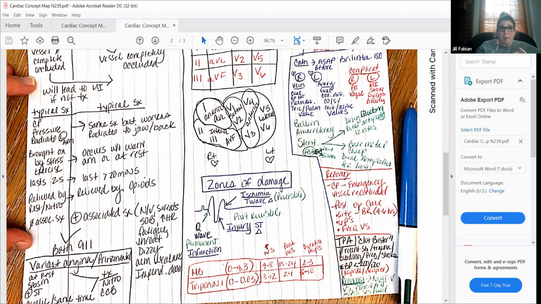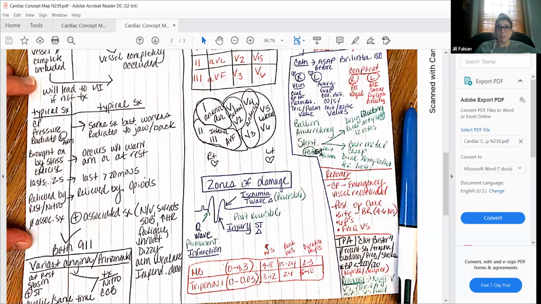If you have a full-blown MI, they're still going to have chest pain radiating to the left arm. The symptoms are worse. So now it's radiating to the jaw, it's radiating to the back. Sometimes, we talk about unstable angina comes on by stress or exercise. In an MI, once that vessel's completely occluded, it can happen at any time. So sometimes it comes on without warning, sometimes early in the morning or even at rest.